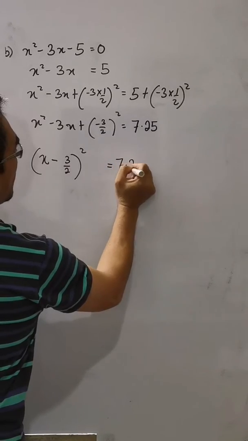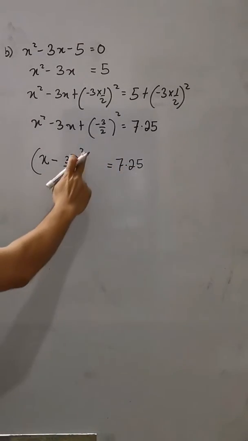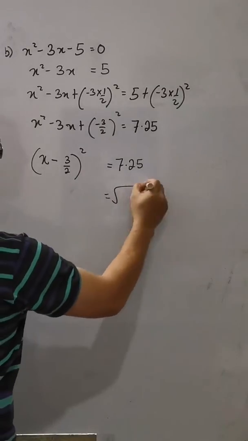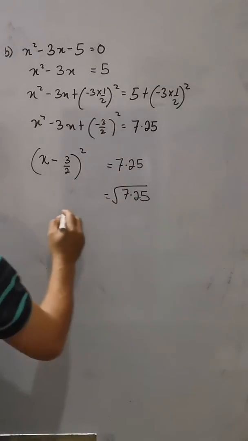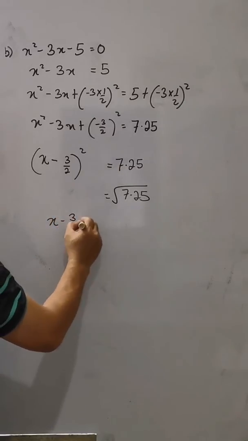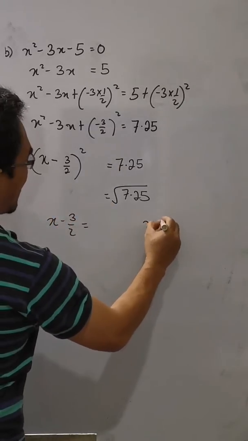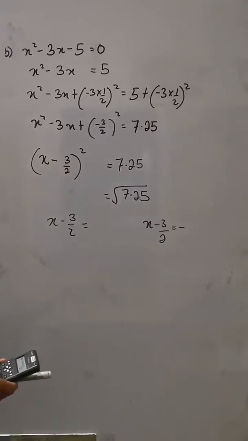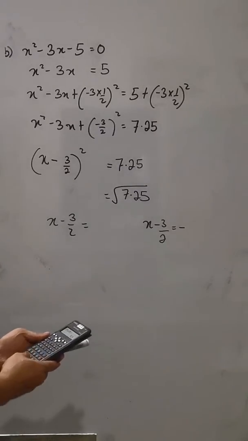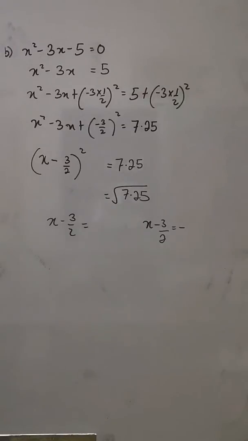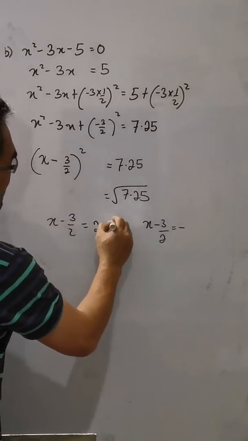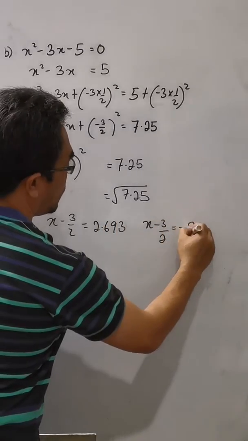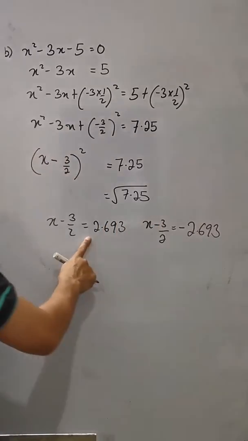Equals 7.25. Then move the square, it becomes the square root of 7.25. So here x minus 3 over 2 equals a value, and x minus 3 over 2 equals the negative value of it. Okay, then the square root of 7.25 will be, I think until 4 decimal places, 2.693, positive and negative.